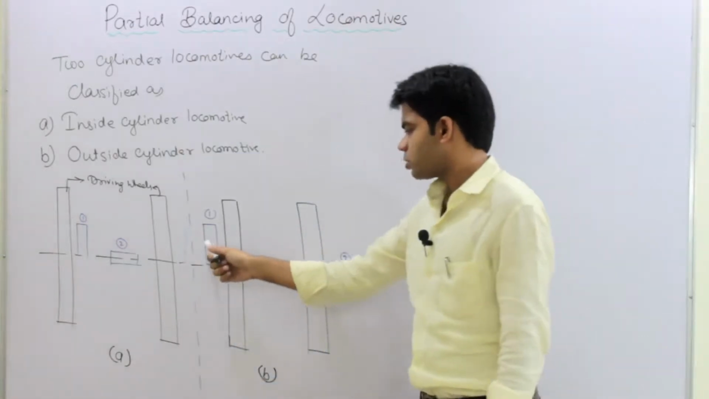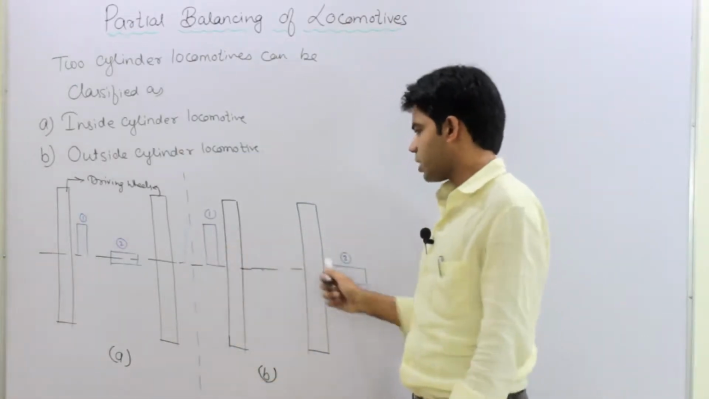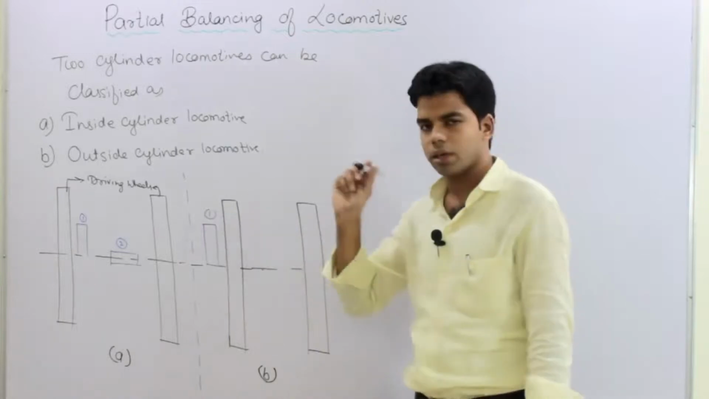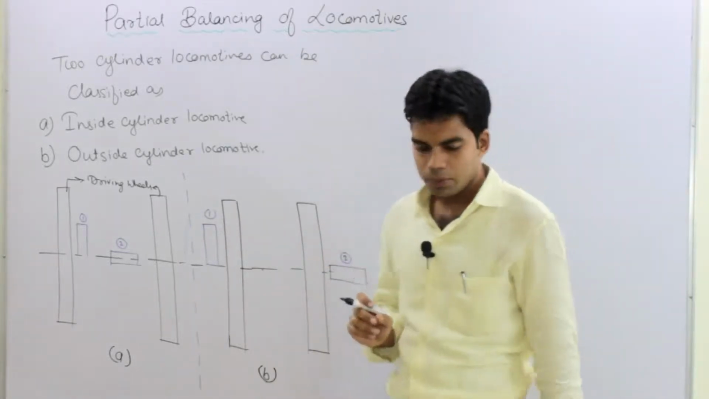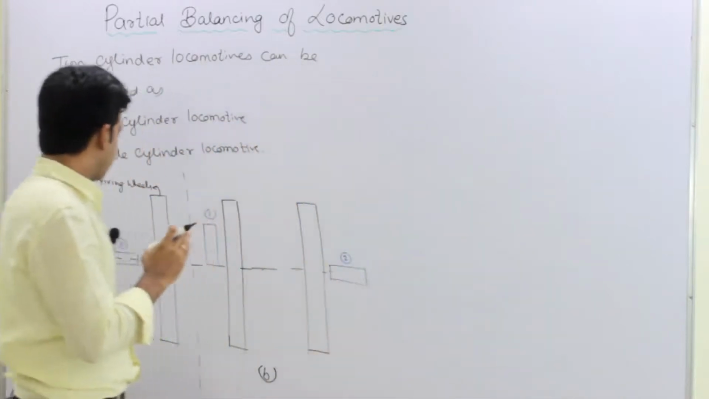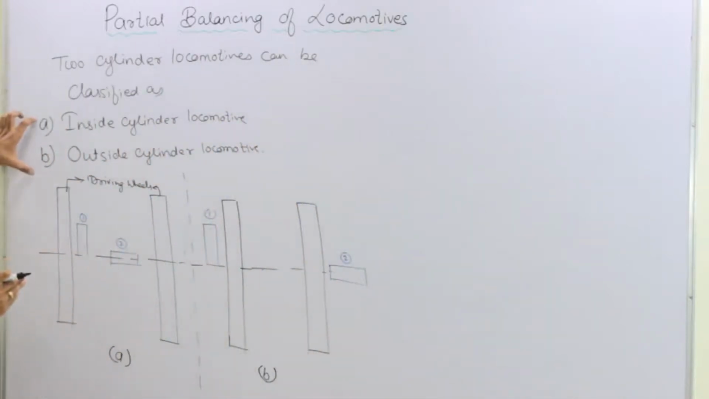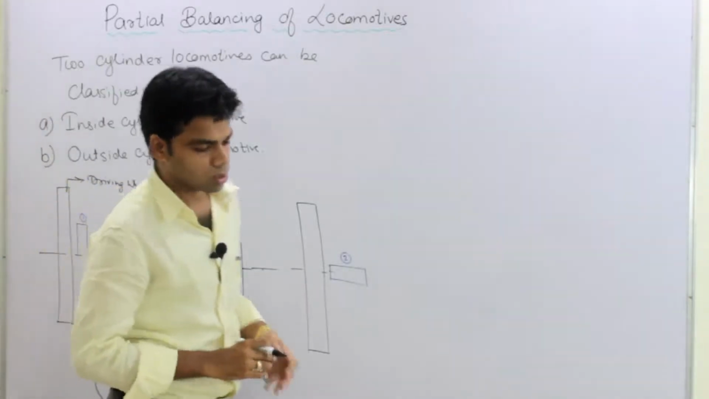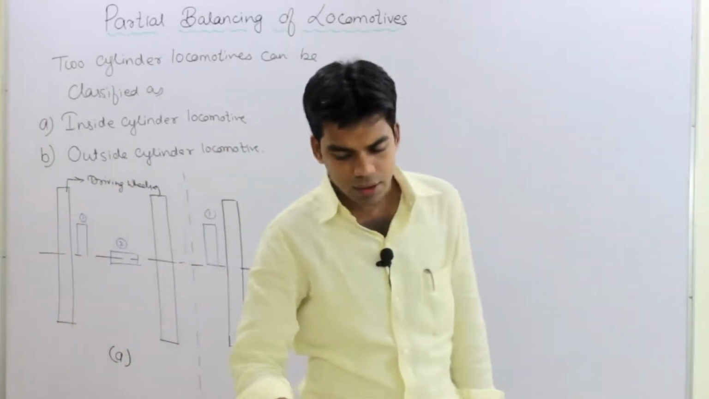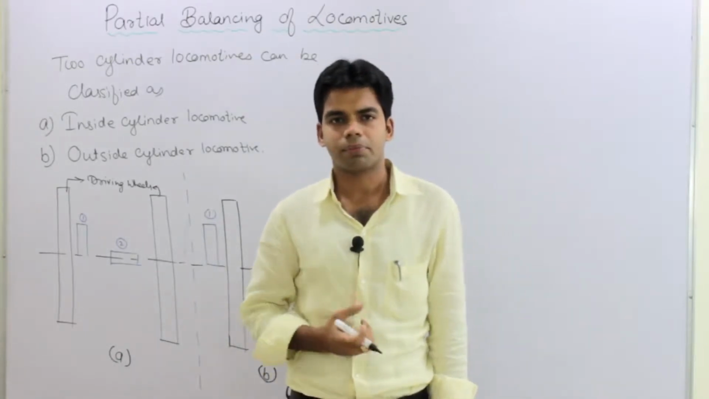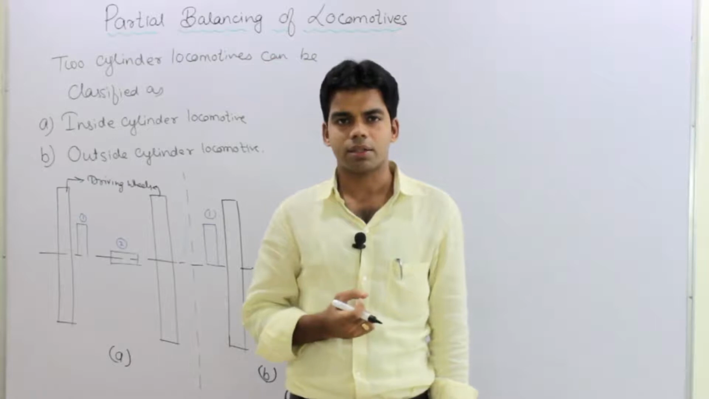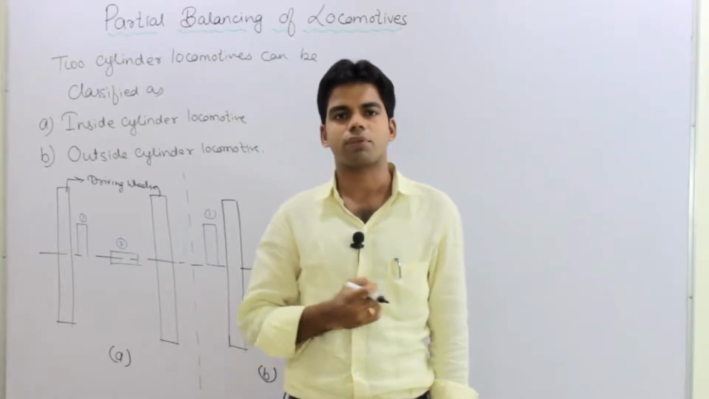Similarly here the two cylinders are placed outside, and obviously the difference of the angle between the two cranks is 90 degrees. Getting this now? Okay, so these are the two types of locomotive: inside cylinder locomotive and outside cylinder locomotive. Now what happens when the reciprocating engines of these locomotives run? Obviously they will produce an unbalance. We have already seen the unbalance of reciprocating engines.